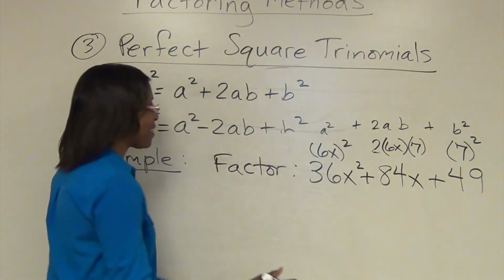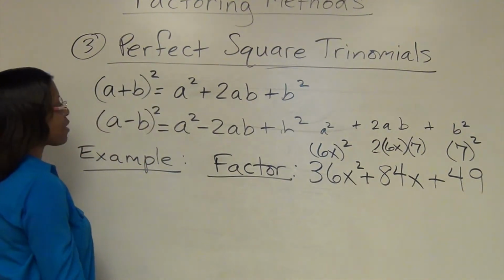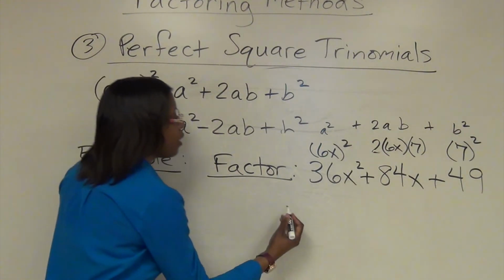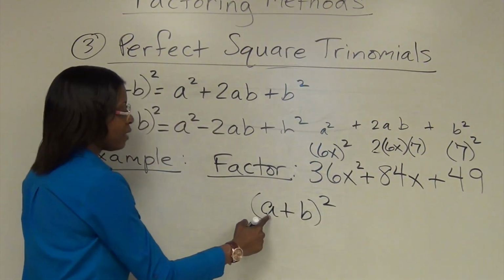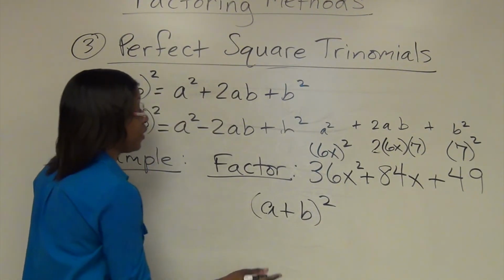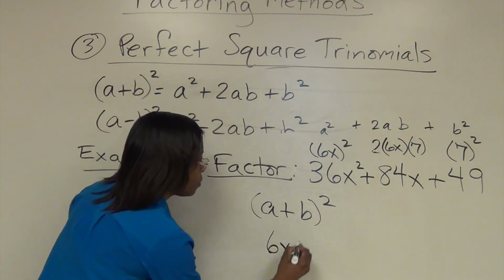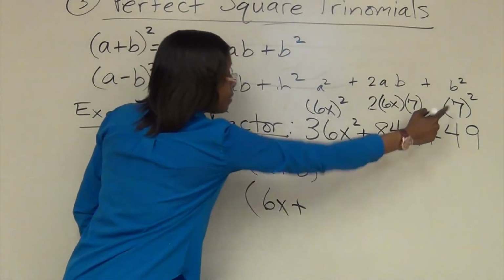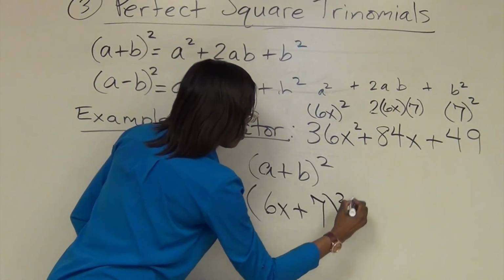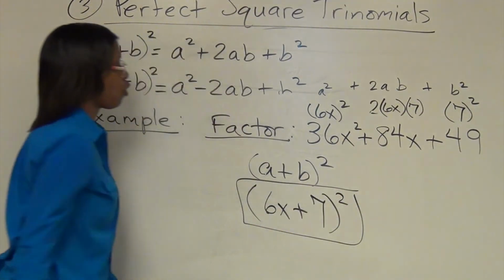I don't have to do the long method. So when I factor, my answer is the factored form over here, which is my a plus b squared. What's my a? Sorry, my a got a little messed up there. A is 6x plus, because it's the plus sign here, b, which is 7, squared. That is my factored form.